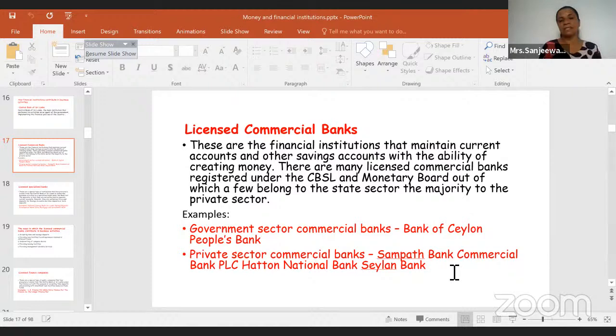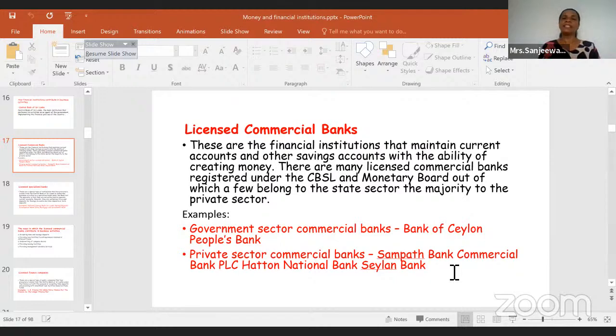Then there are some government sector commercial banks and private sector commercial banks. So what are government sector commercial banks? Bank of Ceylon and People's Bank come under government sector commercial banks, right? So what are private sector licensed commercial banks? Sampath Bank, Commercial Bank PLC, Hatton National Bank, okay? So these are private sector commercial banks. So this is about licensed commercial banks.